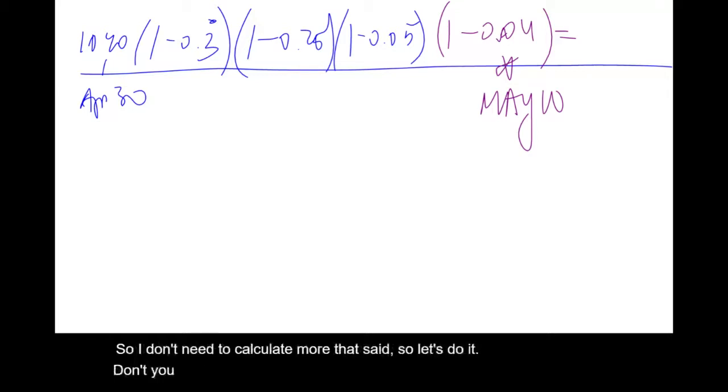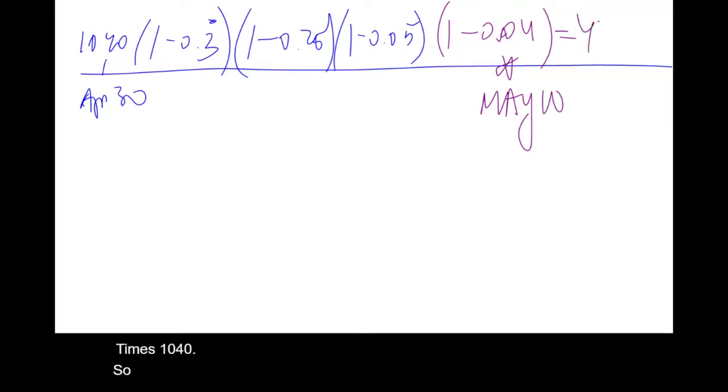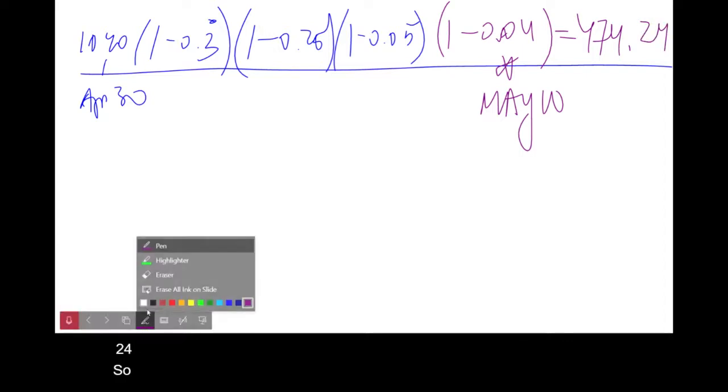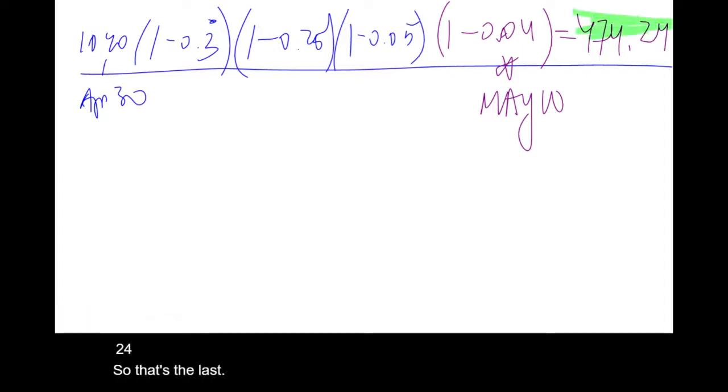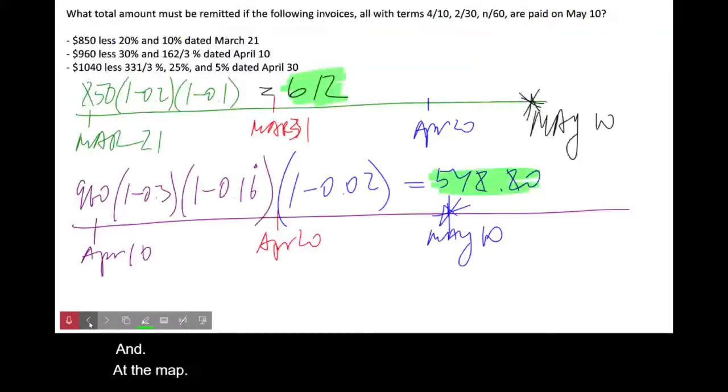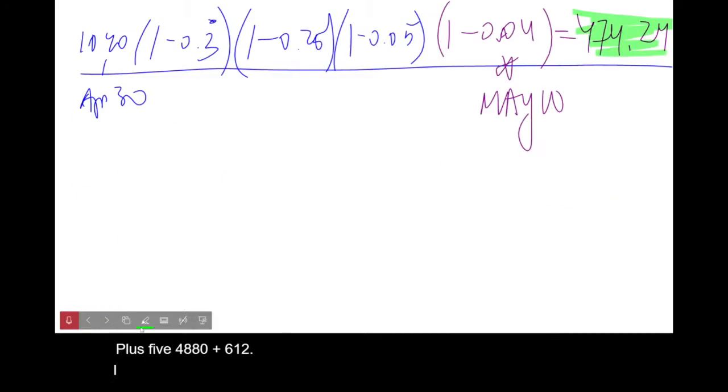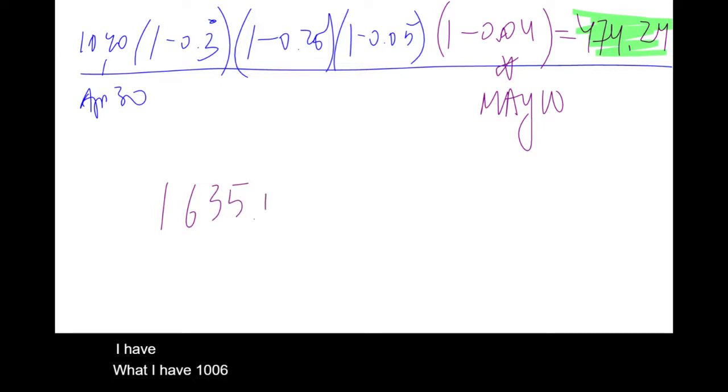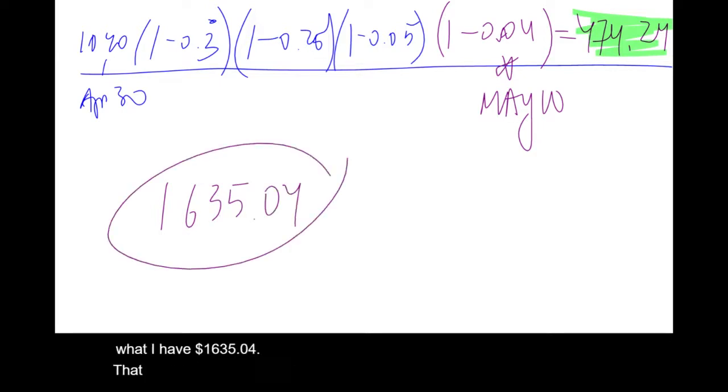Times 0.75 times 0.95 times 0.96 times 1040. So I have 474.24. So that's the last amount. And at the end, plus 548.80 plus 612, I have what I have. I have $1,635.04. That is the answer.